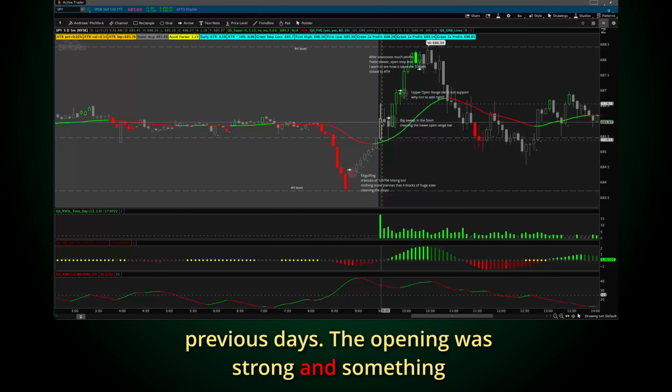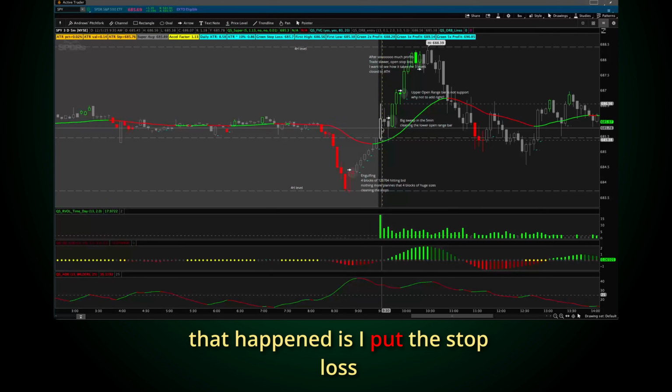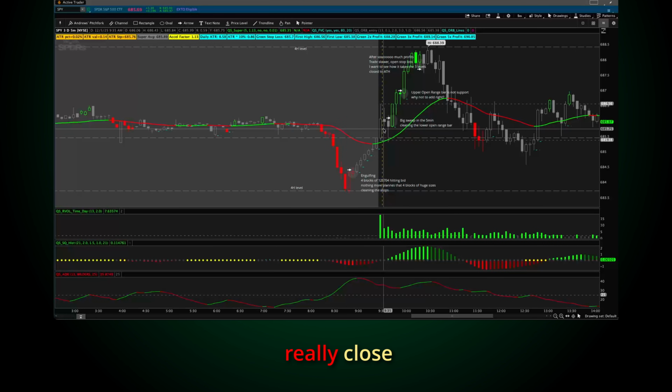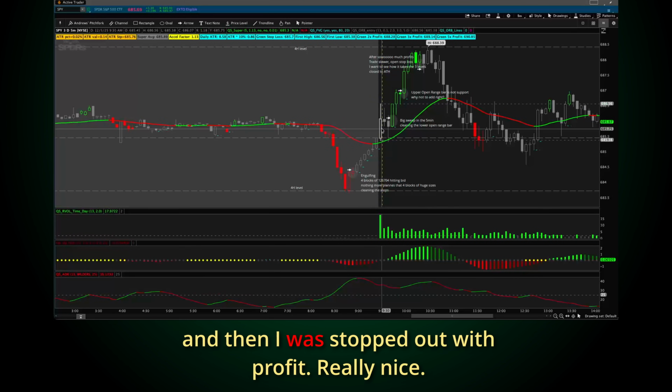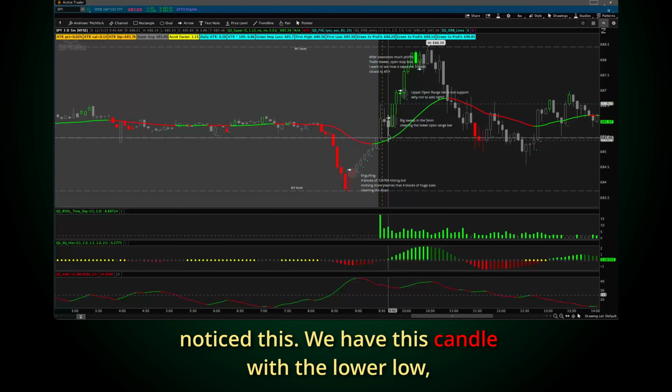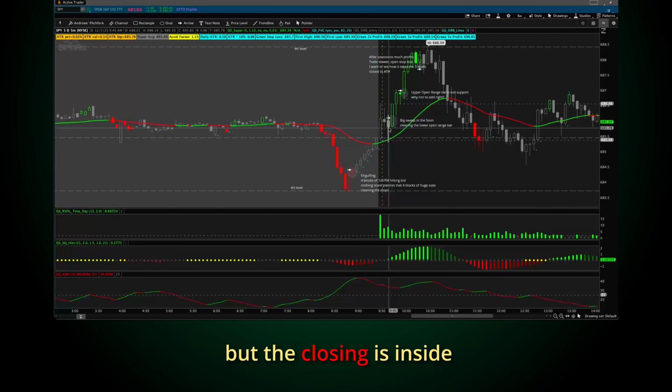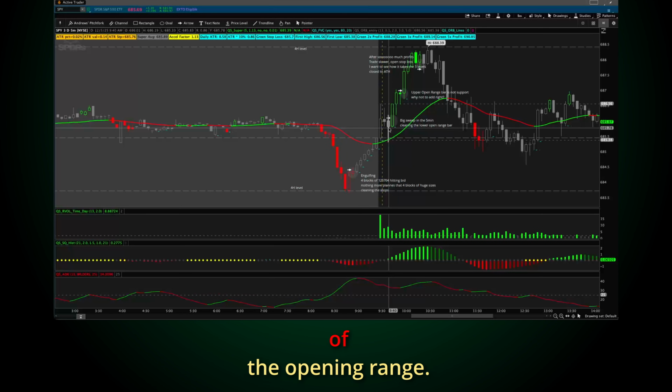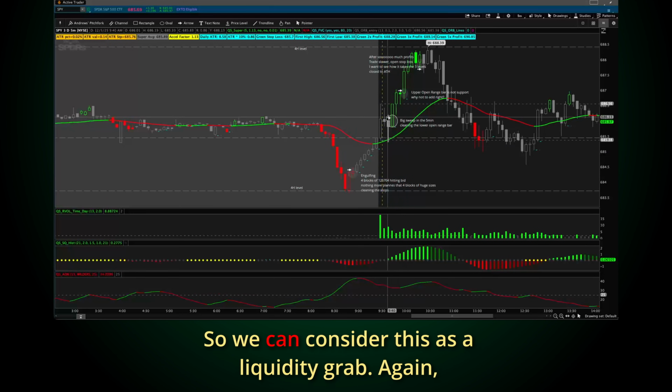The opening was strong, and something that happened is I put the stop loss really close, and then I was stopped out with profit, really nice. I continued watching the trade, and then I noticed this. We have this candle with the lower low, but the closing is inside of the opening range. So we can consider this as a liquidity grab.